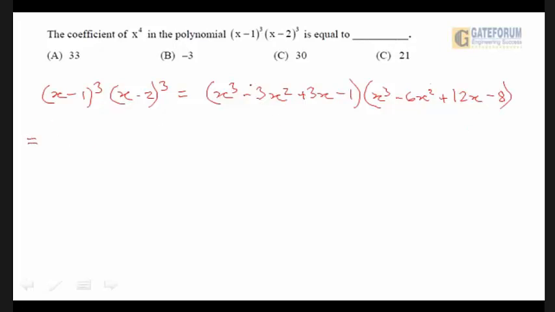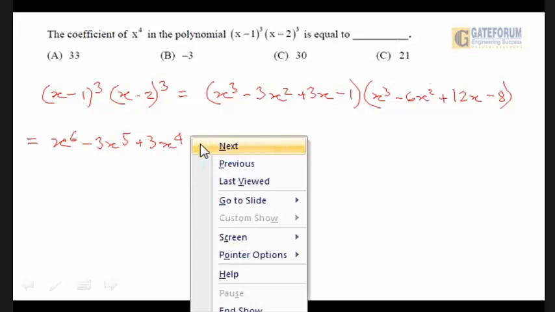So let's do it. x cube into x cube is x to the power 6. Check it out if I am right, if I'm making any mistake or not. So you see, I'm a human being also, so I'm also prone to errors. So this would be 3x into x cube, which is 3x to the power 4. Okay, then it would be minus x cube.